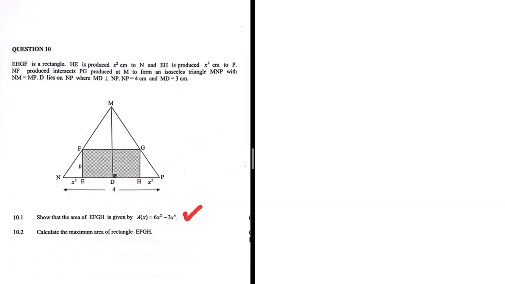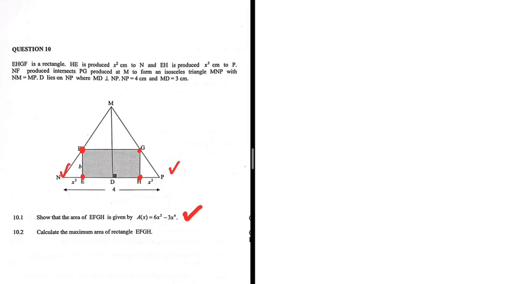So let me denote that EFGH is a rectangle, as you can clearly see. HE is produced x to the power 2 centimeters to N, and EH is produced x to the power 2 centimeters to P. So we have the distance from H to P being x squared, and the distance from E to N being x squared, and then the total distance from N to P is 4 centimeters. So that is the information we have.